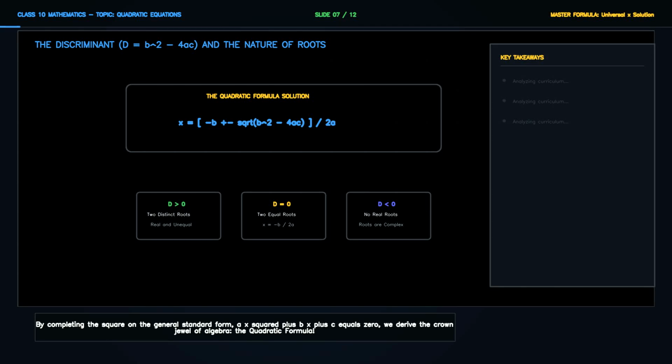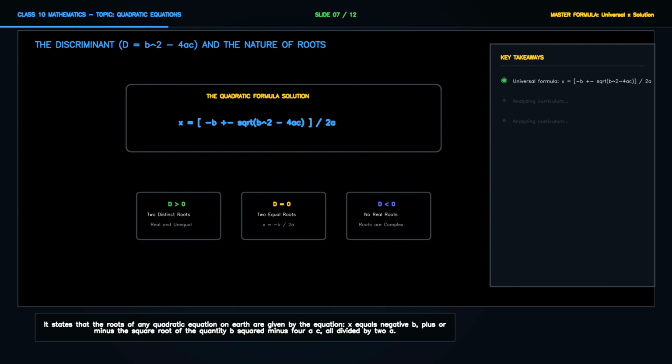By completing the square on the general standard form, ax squared plus bx plus c equals 0, we derive the crown jewel of algebra, the quadratic formula. It states that the roots of any quadratic equation on Earth are given by the equation x equals negative b plus or minus the square root of the quantity b squared minus 4ac, all divided by 2a.